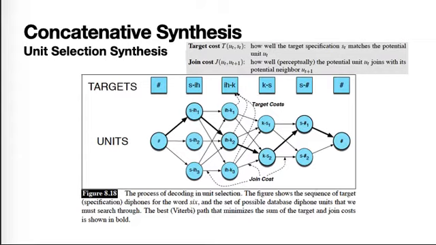The target units are modeled as the observed outputs. You can see in this diagram, the best path is labeled in bold, and it is found by using the Viterbi algorithm. Here it is showing the sequence of target diphones for the word six.